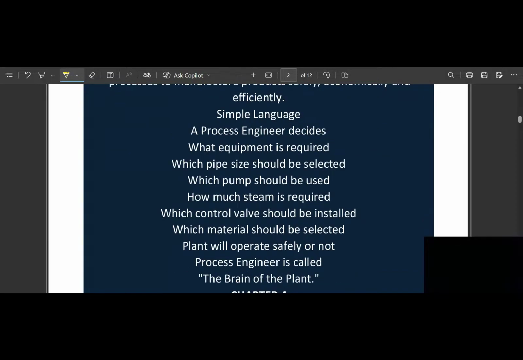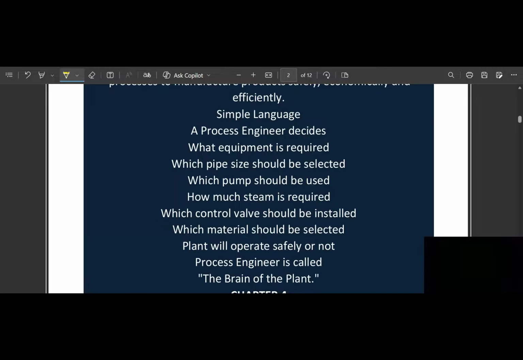In simple language, a process engineer decides what equipment is required. We are the responsible persons for deciding what equipment or process plant needs to be selected. If a heat exchanger is required, you have to choose a heat exchanger only. You cannot choose other equipment. If distillation is required, you have to choose distillation only. There is no other way. If it is required, you have to select that equipment.